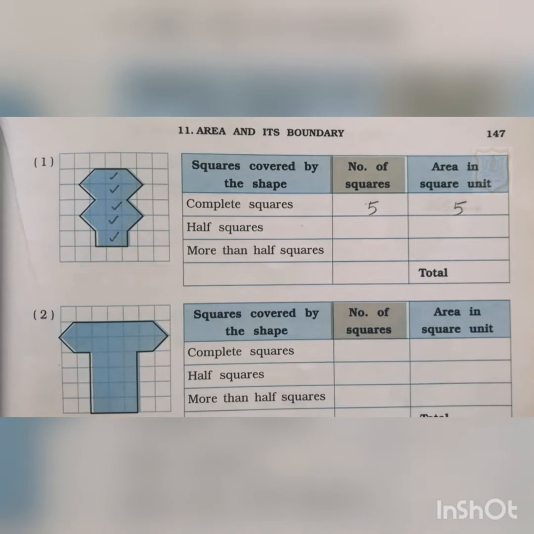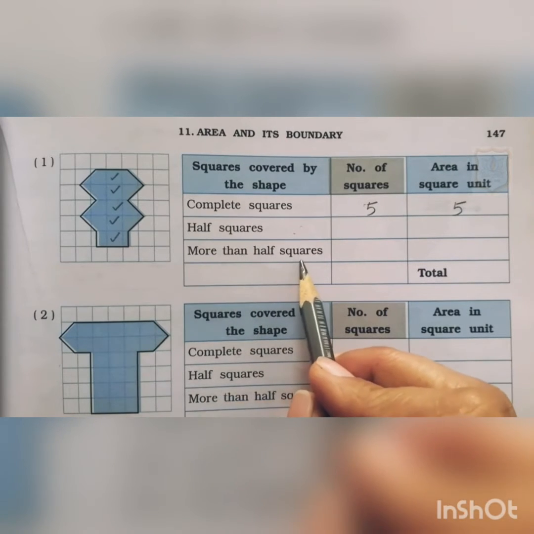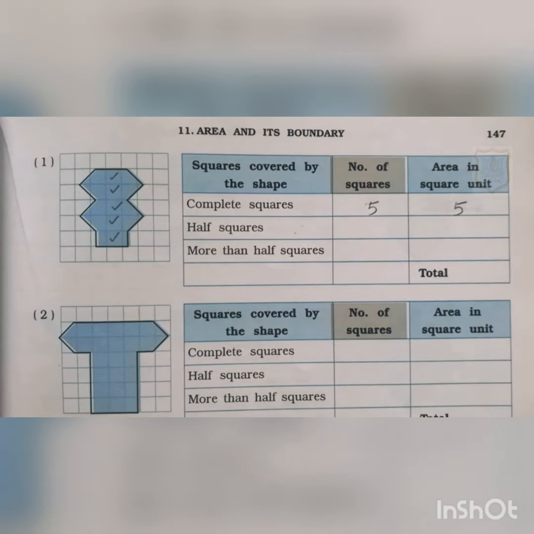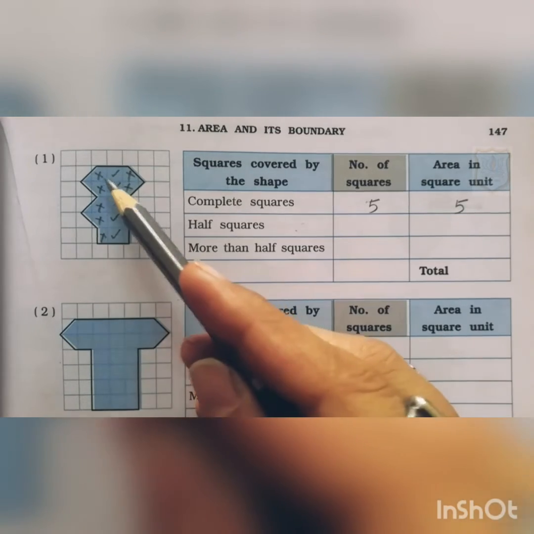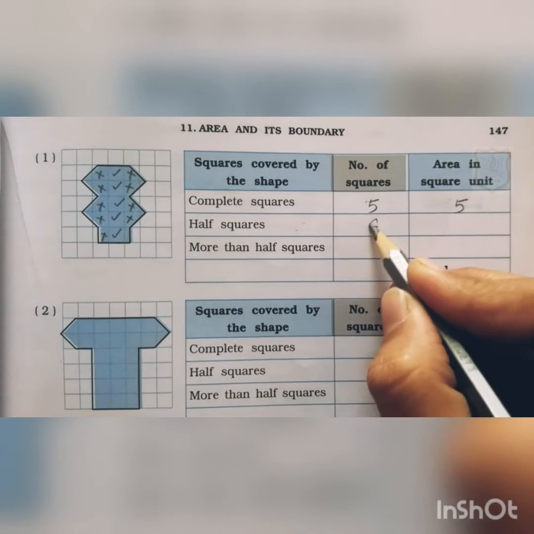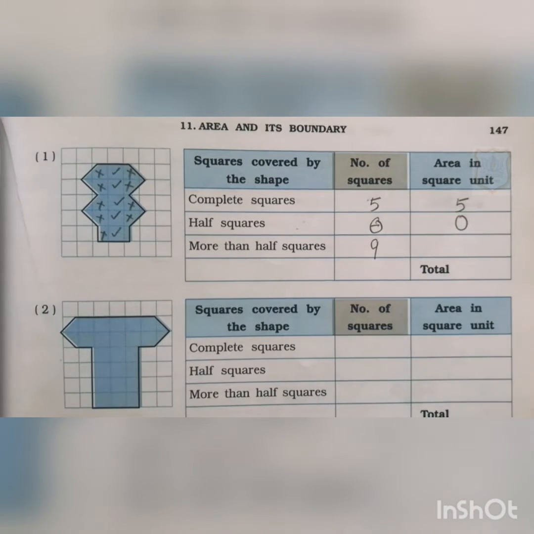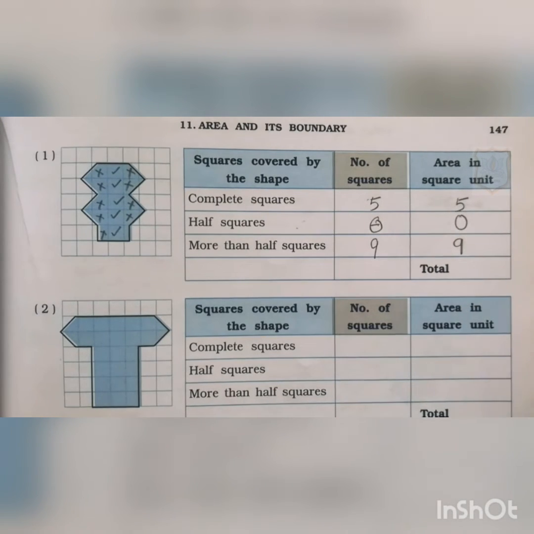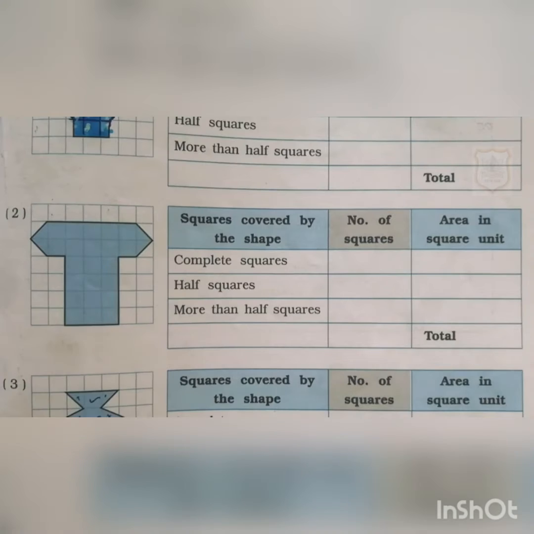Then we will count the half squares. There are no half squares, so we will put a dash on the half squares, but there are more than half squares. So we will count the more than half squares. There are a total of 9. So we will write 9 in number of squares and the area is 9. So now we will add 5 plus 9 is equal to 14. There is no half square, so we will write 0 in place of half square and we will write the total 14. So 14 will be the area in square unit.